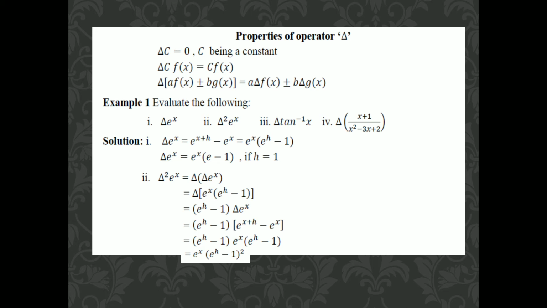On that solution, if we operate delta again, we get delta square e raised to x as (e raised to h minus 1) into delta e raised to x. So e raised to h minus 1 is a constant. We write it outside the bracket and we only operate delta on e raised to x. It gives the value again e raised to x into e raised to h minus 1. Here we get 2 times the bracket e raised to h minus 1, so take a power, and the final answer of delta square e raised to x is e raised to x into (e raised to h minus 1) bracket square.